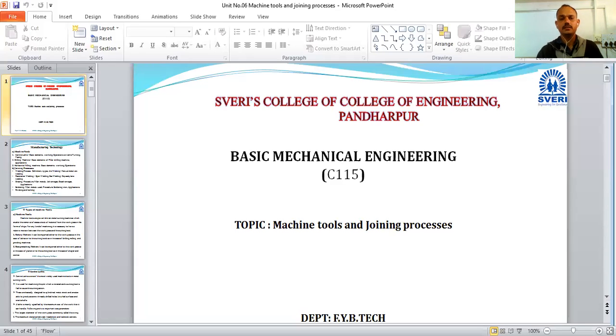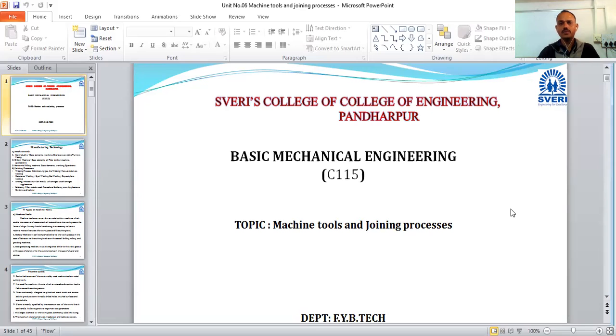So we have started the second chapter, that is the basics of machine tools and joining processes. Machine tools means the machines which are required to manufacture some parts. There are so many machines, but in our syllabus, which machine tools are included? Lathe machine and drilling machine. Yeah, correct. So two machines, that is lathe machine and drilling machine.